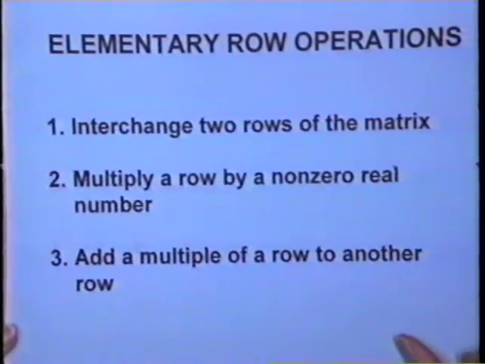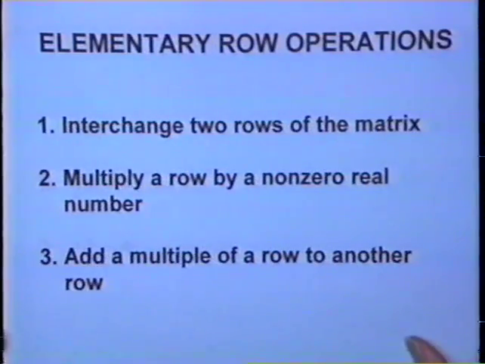Elementary row operations. Notice the first operation is to interchange 2 rows of the matrix. The second one is to multiply a row by a non-zero real number. And the third one is to add a multiple of a row to another row. Now let's examine these row operations and talk about exactly what that might mean for us.